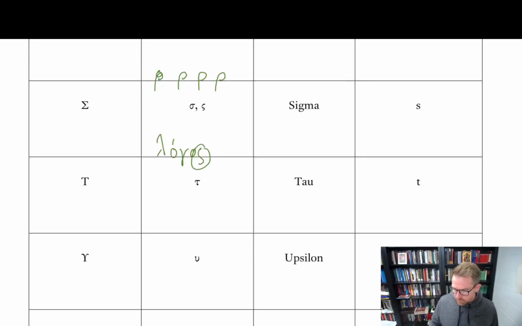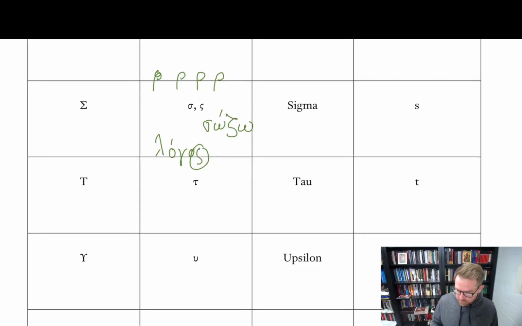But if we're thinking of sozo, I save, this sigma, if it's at the very first letter, or any other time you see the sigma showing up where it's not the last letter in a word, it's going to be the regular sigma, and the final sigma is used only as the last letter.